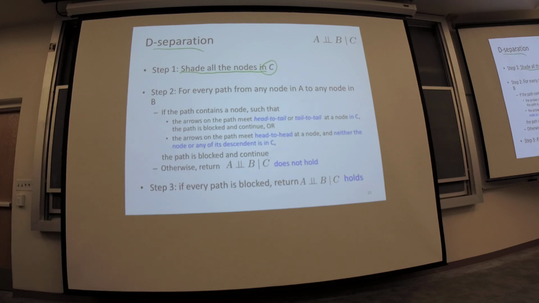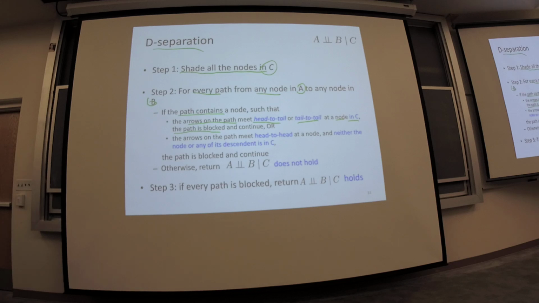Then we look at every path from any node in A to any node in B. You might have many paths. Each path starts with one node in A and ends at one node in B. We look into every node on this path. If we find one node such that the arrows on the path meet head to tail or tail to tail, and this node happens to be inside C, then we can claim that this path is blocked, and we look at the next path. This means the dependence of A and B through this particular path is not possible. In other words, imagine you want to roll a ball down this path, and unfortunately it is blocked by some node in C. Then you give up this path and look at another path.